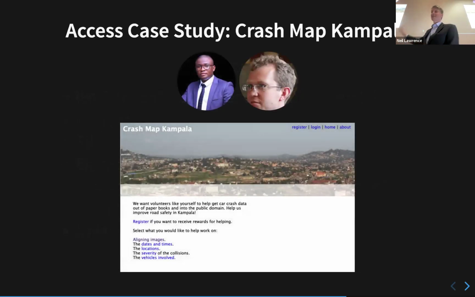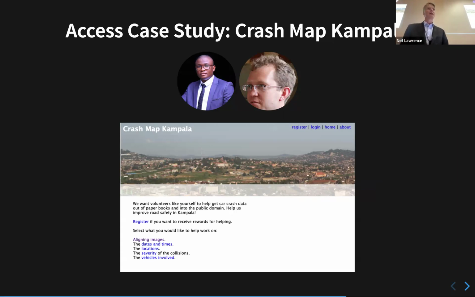So here's my access case study. These are two colleagues that worked in Kampala. This is Jimmy, and this is Mike, who was a postdoc with me in Sheffield. But before he came to Sheffield, he worked on this Crash Map Kampala. Mike used to cycle to the university in Kampala on his bike. And if you cycle in Kampala, you probably do worry about car accidents.